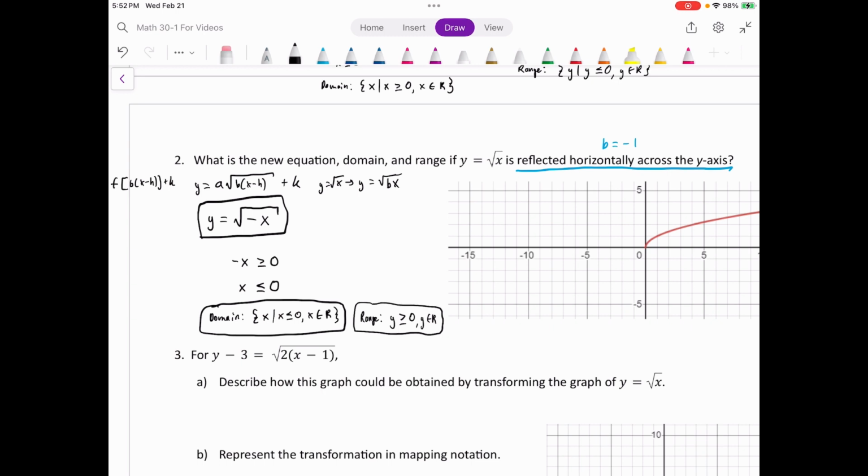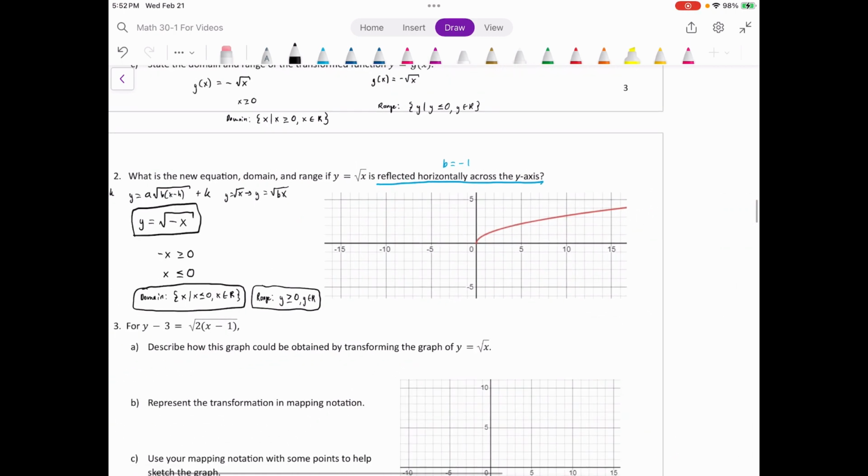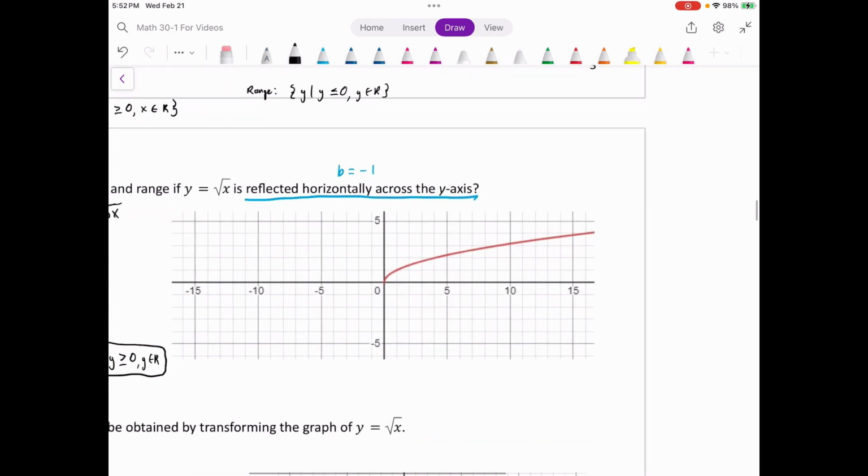Sure, if x is 0, y is 0, but as we get bigger and bigger negative x's, we're just taking the square root of a bigger and bigger number, and therefore y comes out as being a bigger and bigger number. All right, let's try actually reflecting this and drawing the graph. We challenged ourselves successfully. We got the domain, the range, and the new equation. Let's draw the new graph.